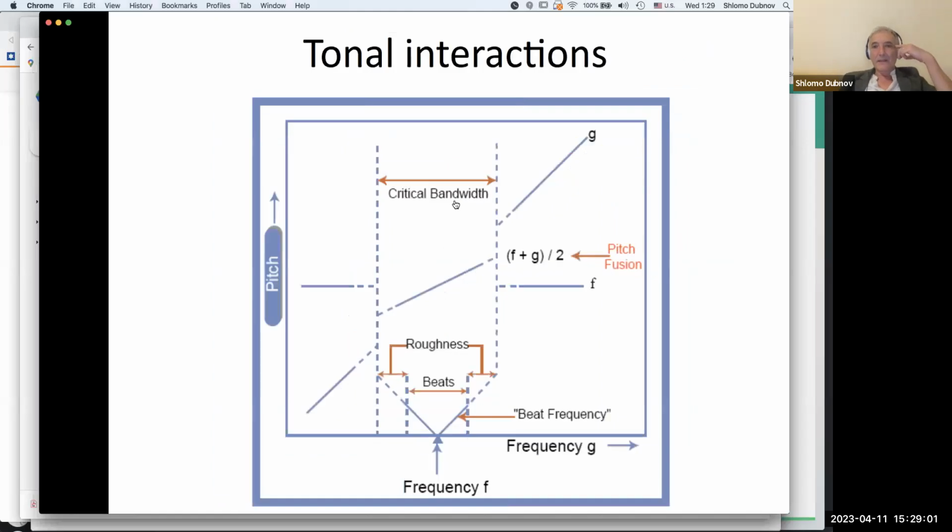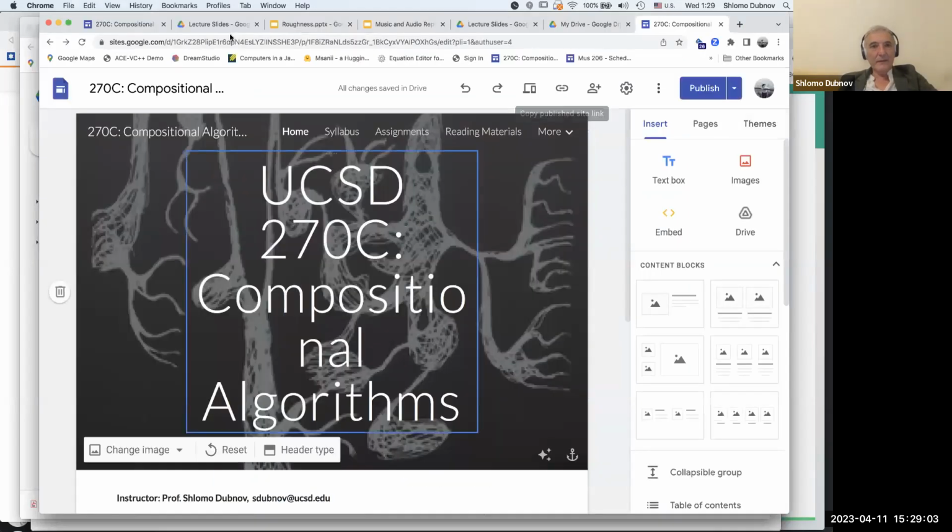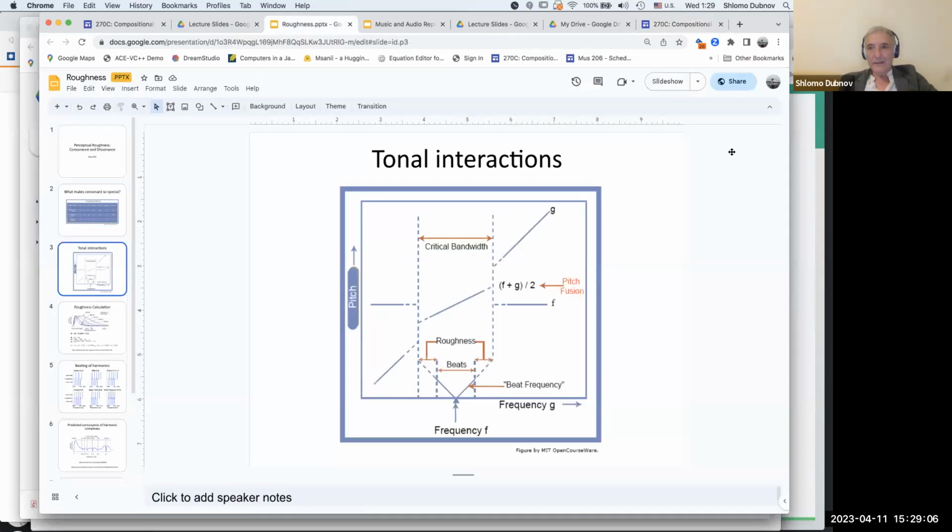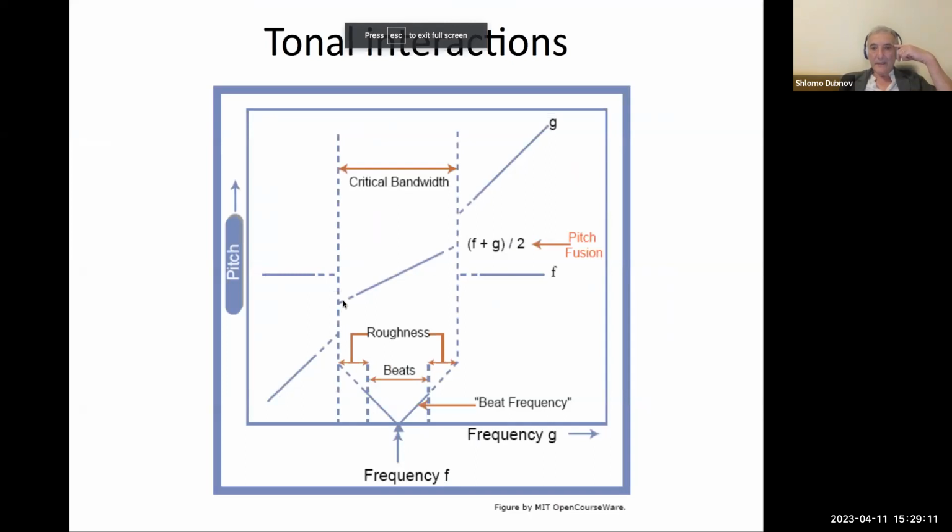Yeah, okay. So this was the whole idea of the roughness representation, which tries to say that there is a certain limit. There's a bandwidth which corresponds to what we call the critical bandwidth of the ear, where you cannot distinguish between two tones. When the distance between the tones approaches this critical bandwidth, at the transition between hearing one tone and two tones, we have this very fast beating that is called roughness, okay?